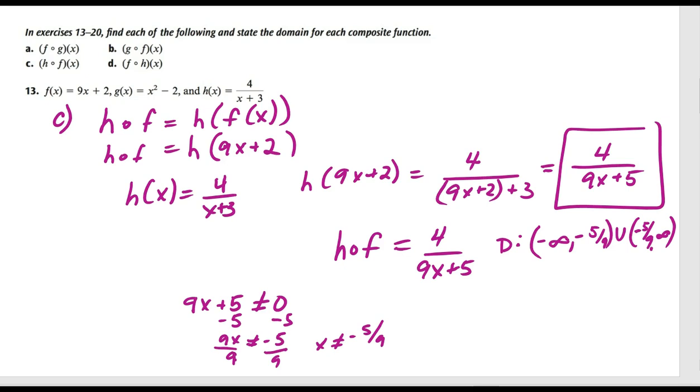I'm not done yet though. I have to also check my input's domain. I have to be respectful of that. Now my input is 9x plus 2. So the domain of the input is negative infinity to positive infinity. It didn't have any restrictions. So I don't have to add any restrictions into my domain. So I am done. But if I did have a restriction, I would add it into my domain.